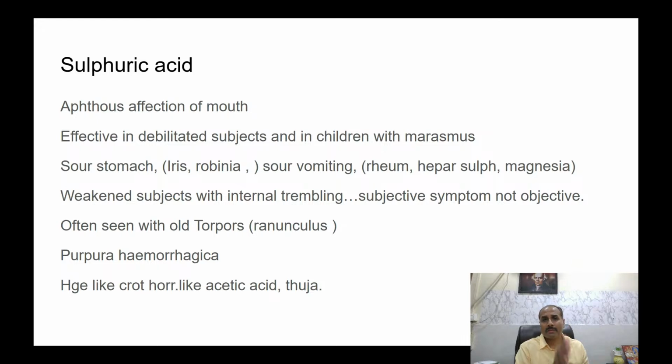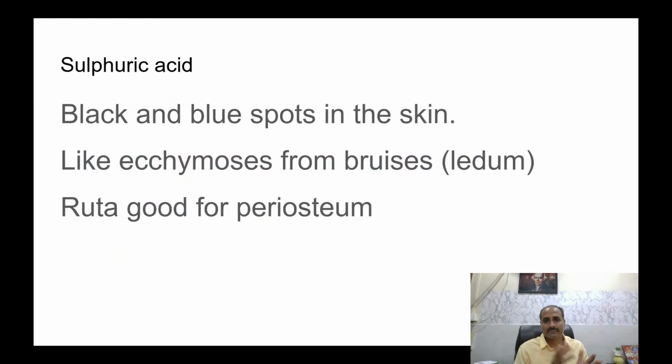And he also mentions purpura hemorrhagica and hemorrhage, like Crotalus horridus, like acetic acid, like Thuja. Now, apart from that, Dr. Nash mentions that sulfuric acid is a good remedy for all the black and blue spots in the skin, like ecchymosis from bruises. A patient gets hurt and there is a greenish or bluish spot in that area for a long time. That should be your recipe for sulfuric acid.